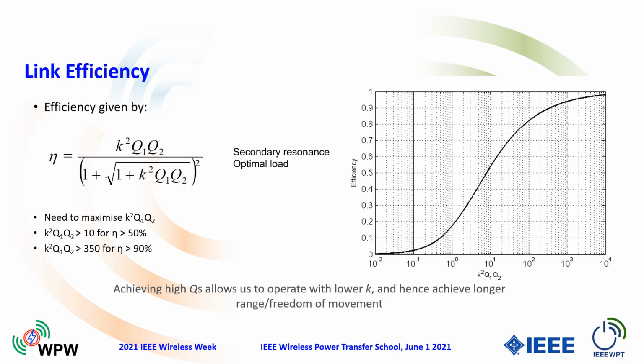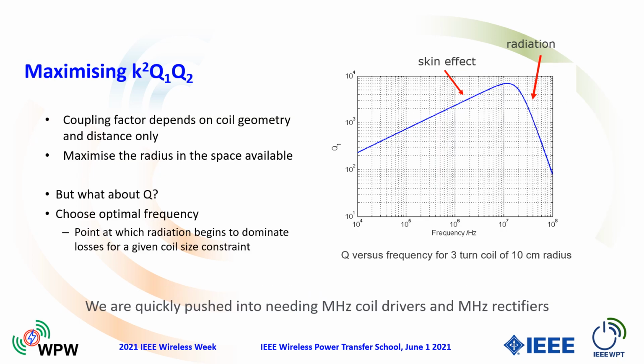So if we want to get big distances between the transmit and the receive coils, K is going to drop. There's not a lot we can do about that. But if we want high efficiency, we have to compensate. We have to compensate by increasing the Q factor. So how do we increase the k squared Q1 Q2? Well, as I say, large distance, K is going to drop. So we've got to maximize Q1 and Q2.